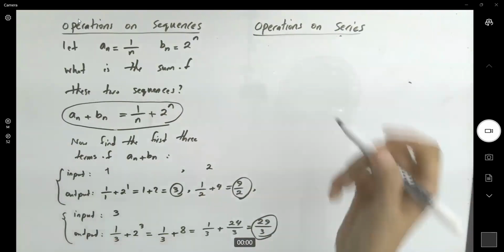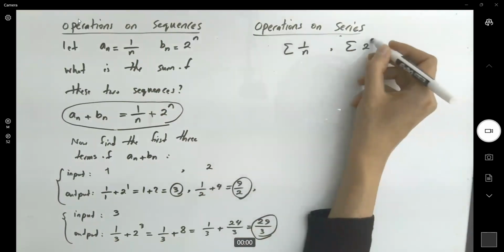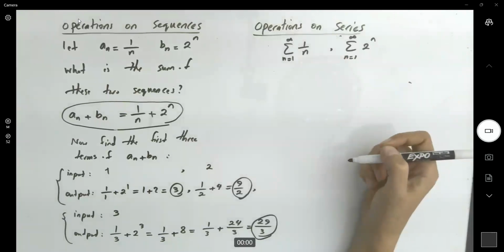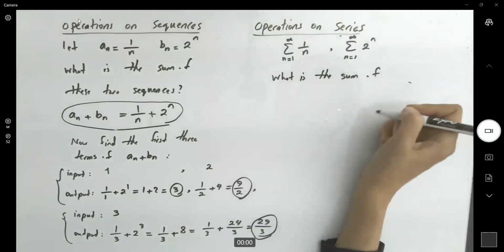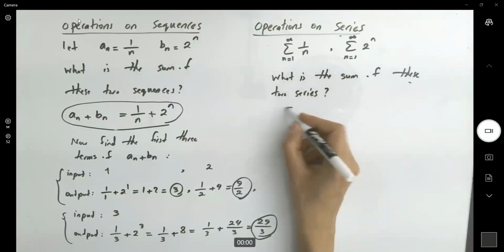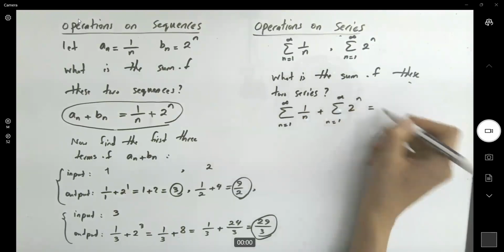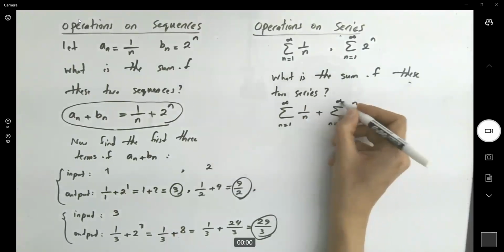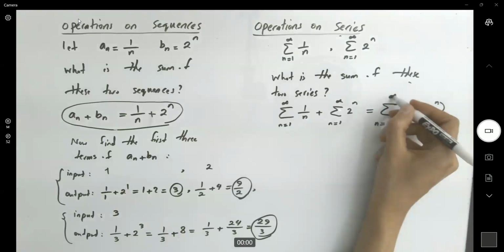Now, what if I give you 2 series? Suppose I have the very first series, the sum of 1 over n, and the second series, the sum of 2 to the n, starting from 1 going to infinity. So you have infinite series. And I ask you, what is the sum or addition of these 2 series? You're going to say that, hey, I have a formula. I know that if I add these 2 together, starting from 1 to infinity, this is just a new series: the sum of 1 over n plus 2 to the n, starting from 1 to infinity.